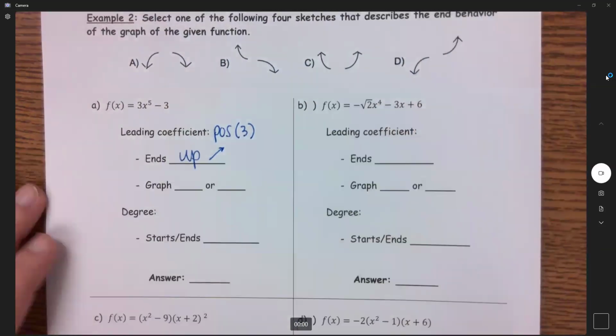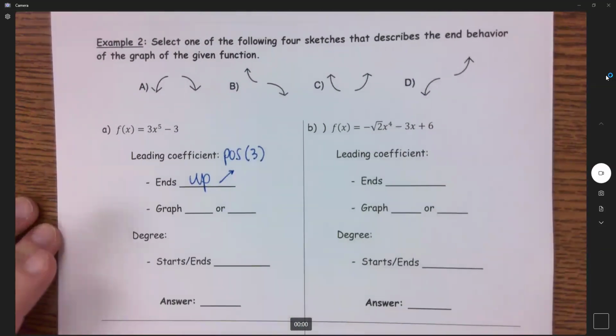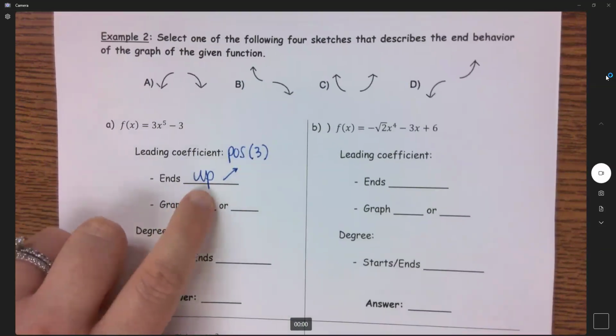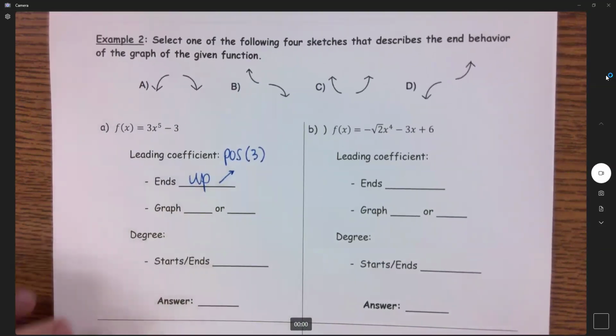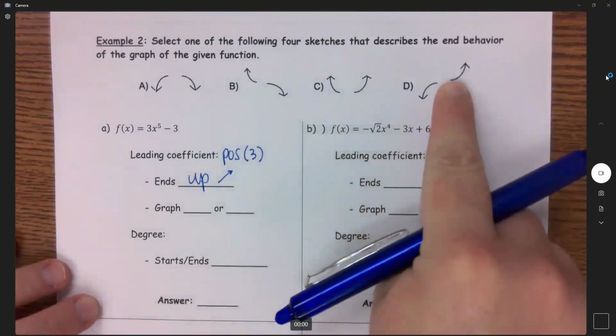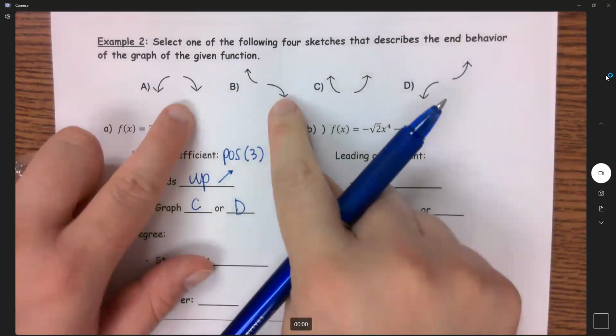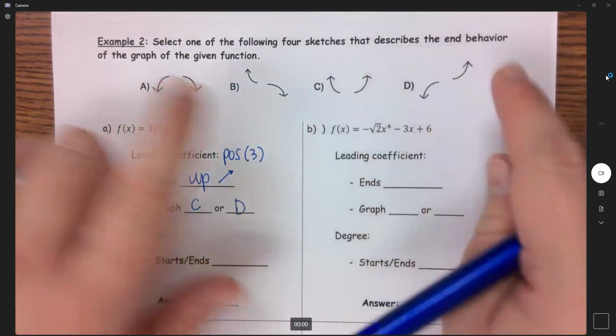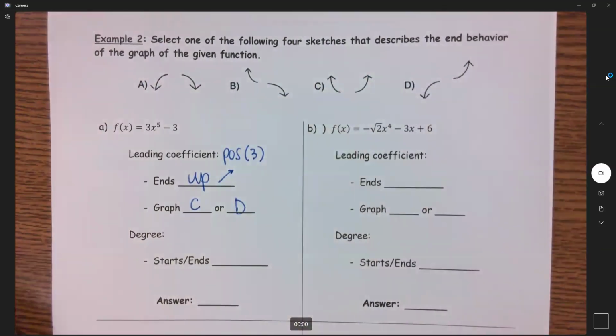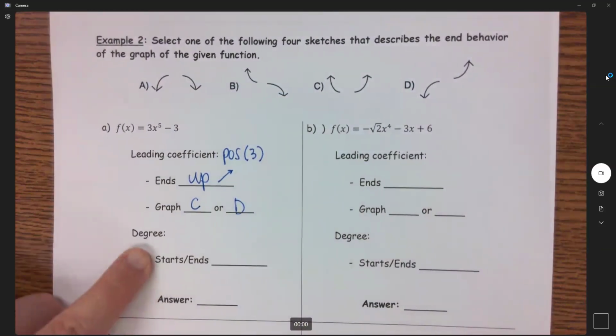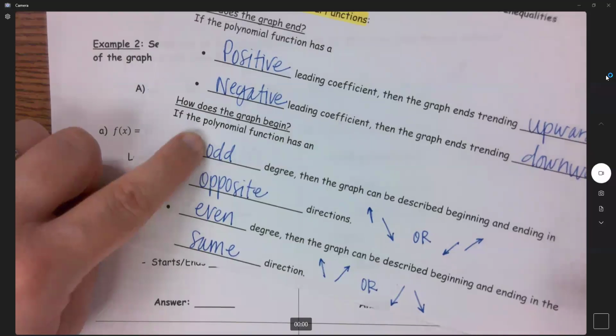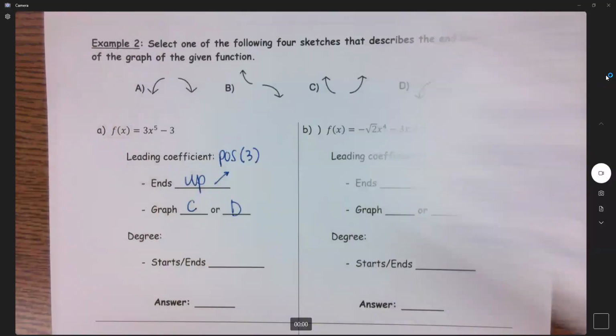So which of these graphs here, and there's 2 of them, end going up? And that's C and D right here. So we have marked out A and B that end down. We know it's one of these 2 here. So now let's look at my degree. And when I look at my degree, I'm wanting to know specifically, is it odd or is it even?